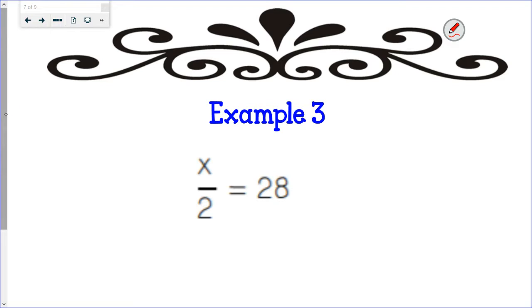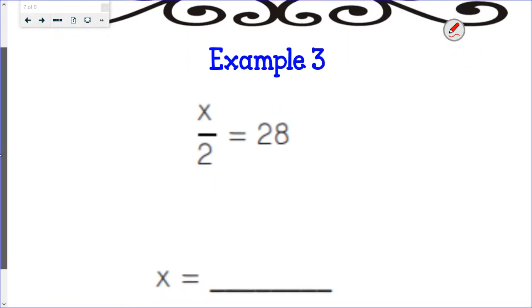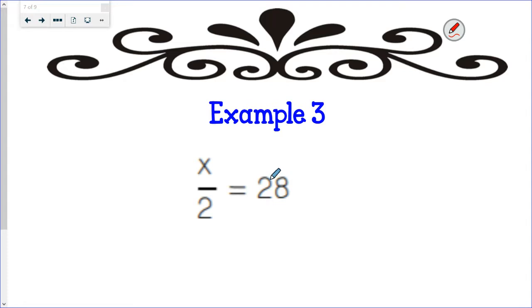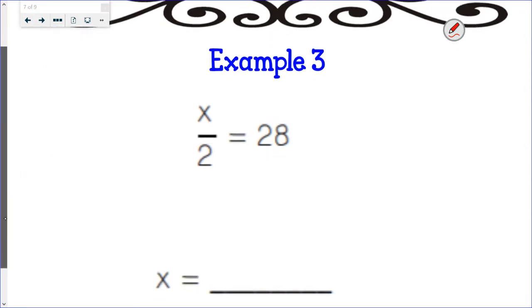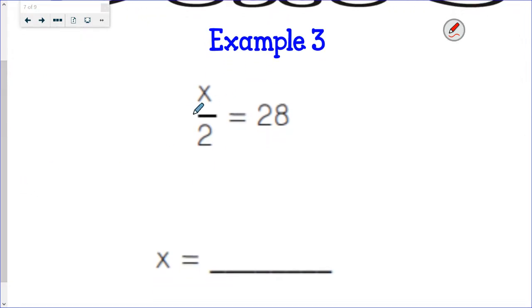And example 3. So this one's a little bit different. This says x divided by 2 equals 28. The opposite of division is multiplication. So we're going to multiply by the denominator. So multiply times 2. And what we do to one side, we have to do to the other. So the 2's cancel, because 2 divided by 2 is 1. And we are left with x equals 28 times 2 is 56.